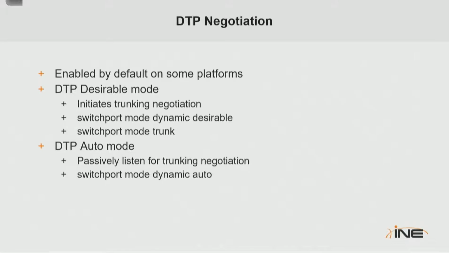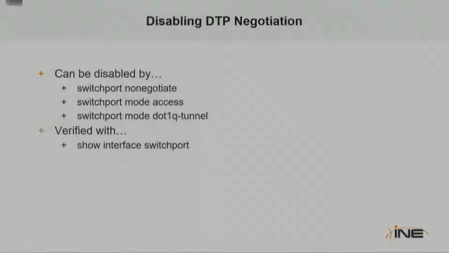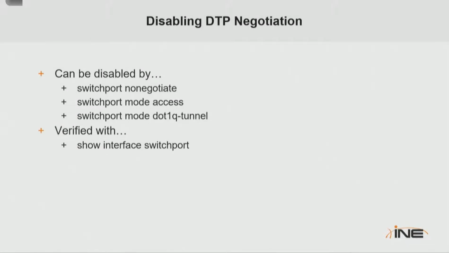So desirable mode is going to be initiating the trunking negotiation, under switchport mode dynamic desirable and switchport mode trunk. Dynamic auto is just passively listening for the trunking negotiation, which is switchport mode dynamic auto. Now, if we wanted to turn DTP off, there are a couple of different ways that we can disable it. One is with switchport nonegotiate. Access ports in turn have DTP disabled, as do tunnel ports. And we can verify this with show interface switchport.